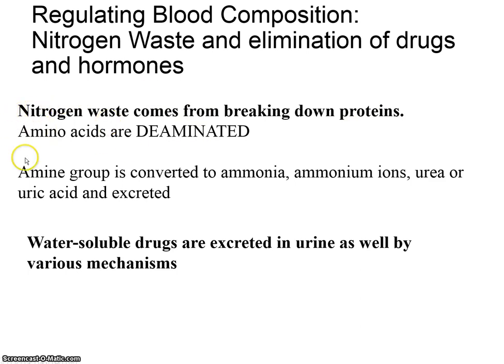We mentioned back in the chapter on metabolism that amino acids, when they are used for energy, have to be deaminated. We have to remove the nitrogen, all right? And so the amine group NH2 is converted to ammonia, NH3, and ammonium ions, NH4, urea or uric acid, and excreted. So if we have more of this buildup, we have to have the kidneys handle it. Water-soluble drugs are excreted in the urine as well by various mechanisms. We don't have to tell you specifically, but this is true for water-soluble vitamins as well.